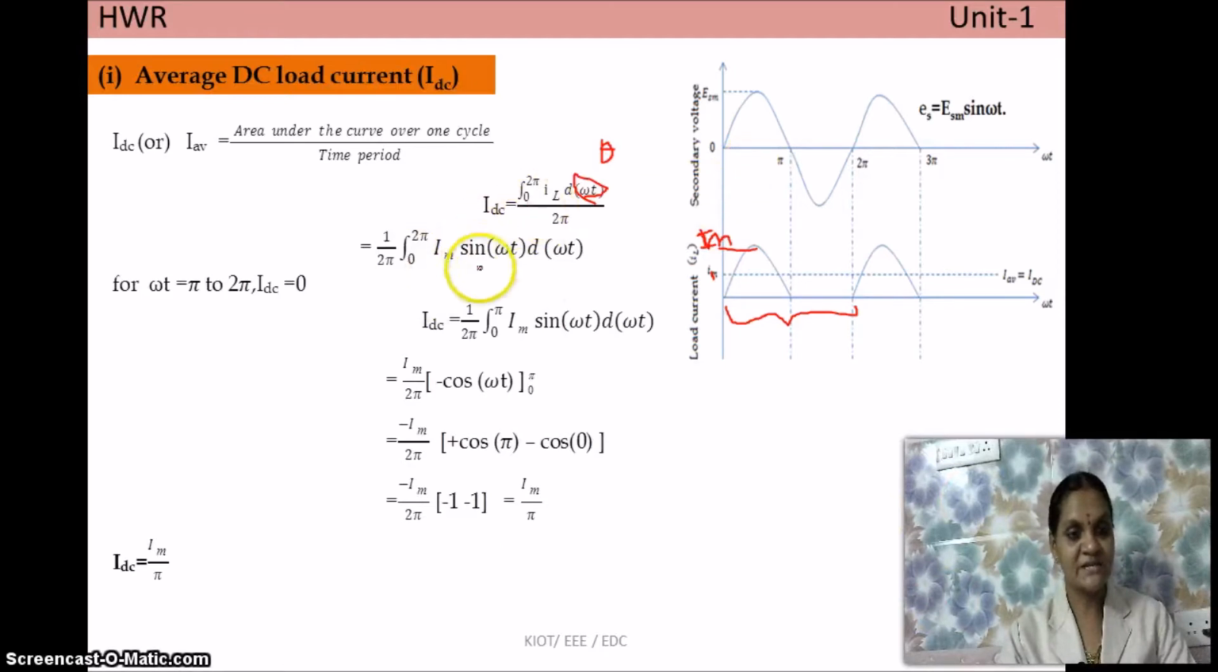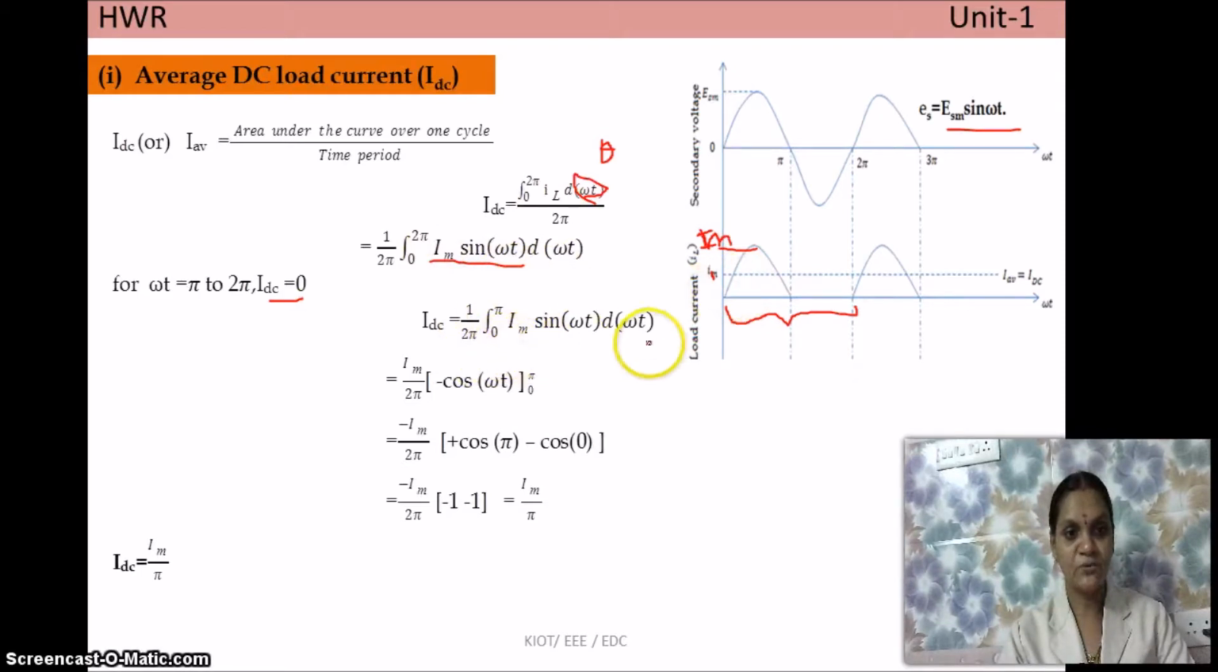In the next step we replace IL by its formula. IL is nothing but Im sin omega t. And again we have to split the time intervals for each half cycle. For the positive half cycle alone we have the output current, so we split the integral from 0 to pi and then from pi to 2 pi. For pi to 2 pi, the current equals 0, so this term becomes 0. We need to consider only the positive half cycle, 0 to pi.